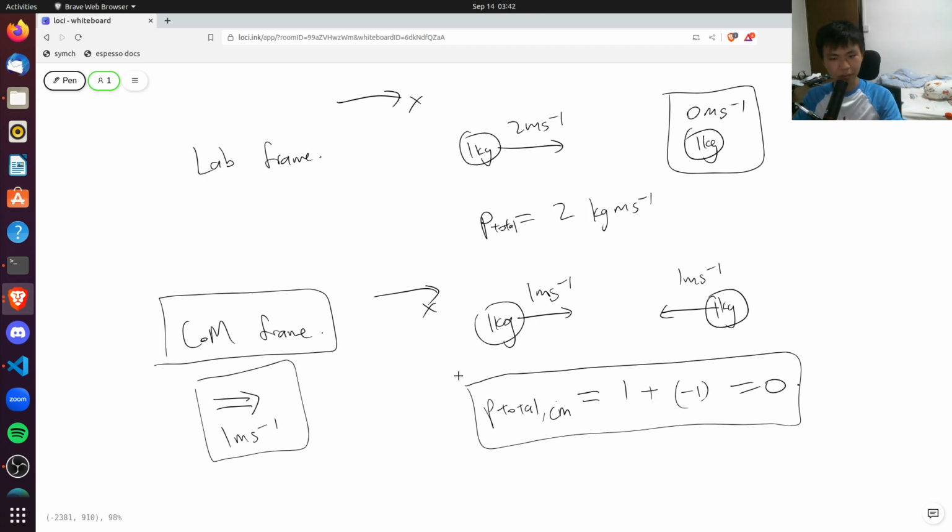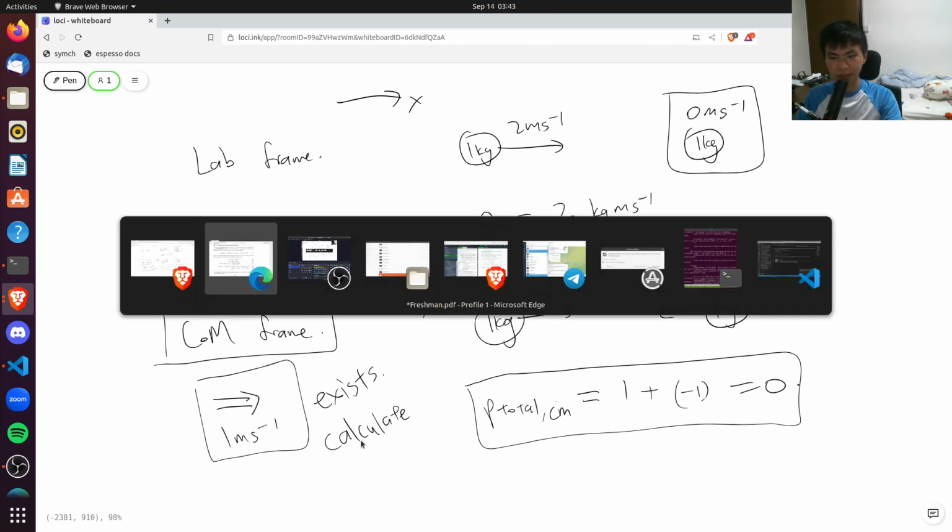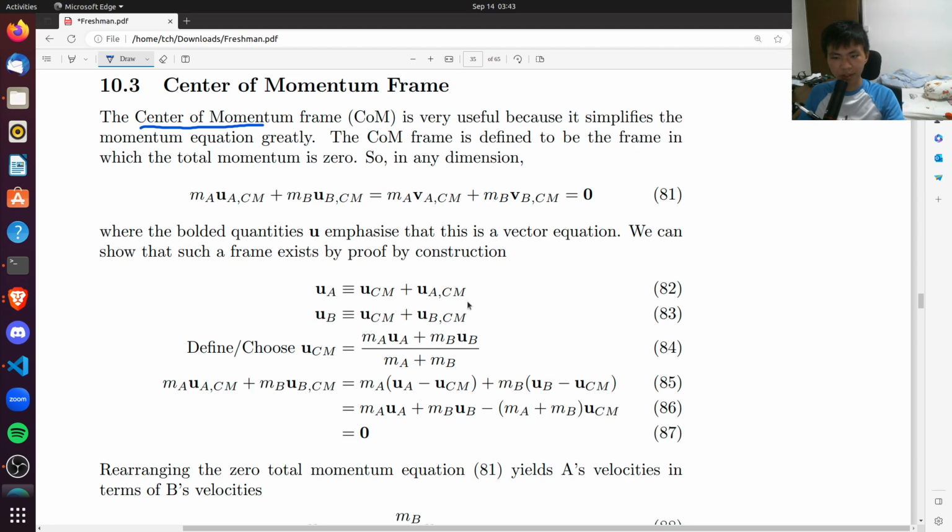So there's two questions right now, right? One is, how do you know such a frame exists? And second of all, how do you calculate the velocity of such a frame? And both of them are going to be answered by a construction. So the construction is simply you find the velocity of the center of momentum or the center of mass, and that's your velocity of the center of momentum frame.